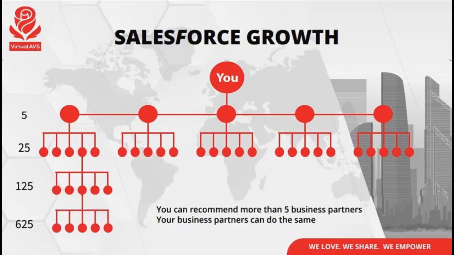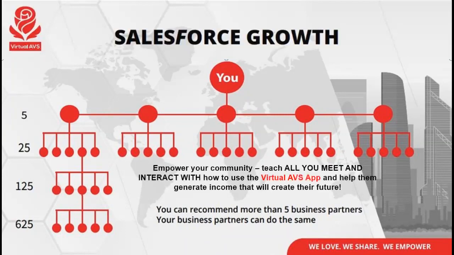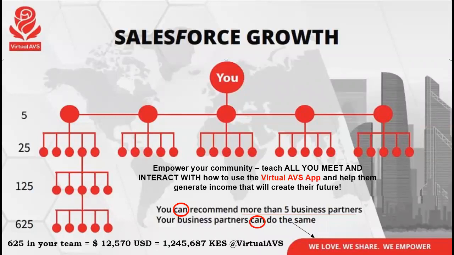And as I do so, those 625 business partners are going to recommend others. And we continue to interact with each other. We help each other generate the income. And as we do so, just notice what happens when you introduce about 625 business partners and you continue to recommend that same business opportunity. In the first 4 levels, you've managed to generate about 12,000 US dollars for yourself.